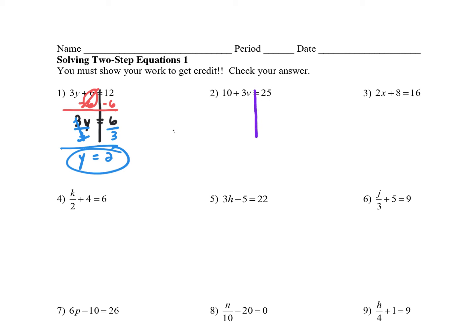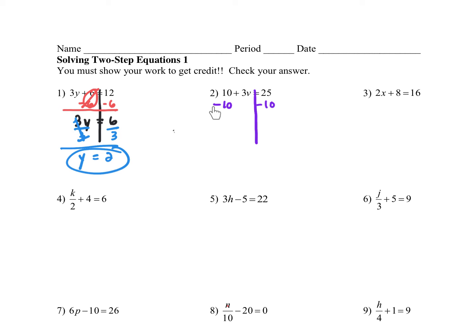We're going to build the wall. This time they've switched the terms. Our constant is front, and our coefficient and the variable are second, but we always try to get rid of the constant first. So we're going to eliminate the 10. You'll notice that there's not an operation sign here, but if I want this to be 0, if I have 10, the way to make 10 go away is to take away 10. So I'm going to take away 10.